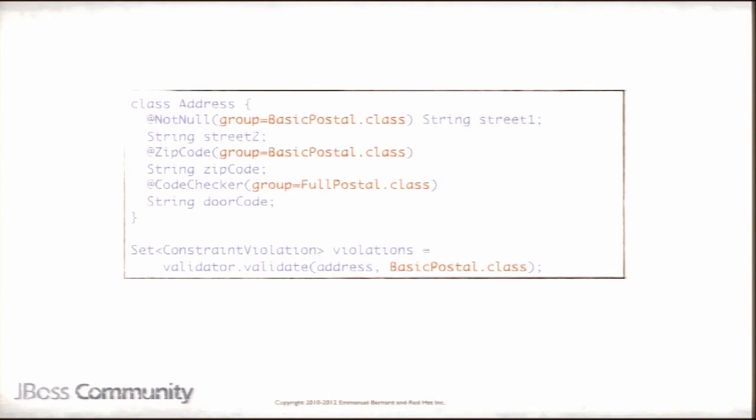How do I do that? Well, from the validator, I do validator.validate. I'm passing the object I want to validate, and then the group or the list of groups I want to validate. Good?